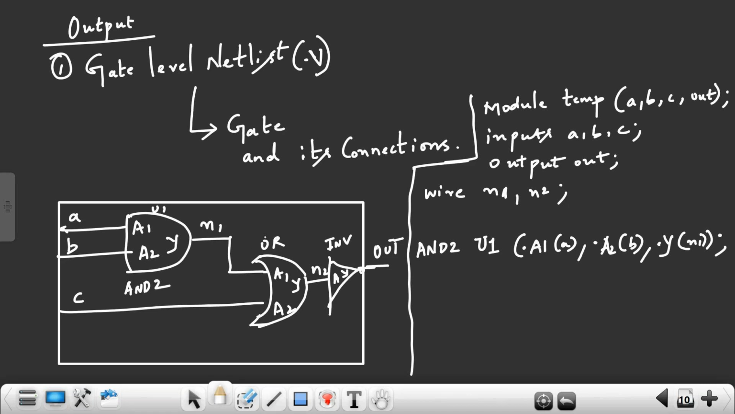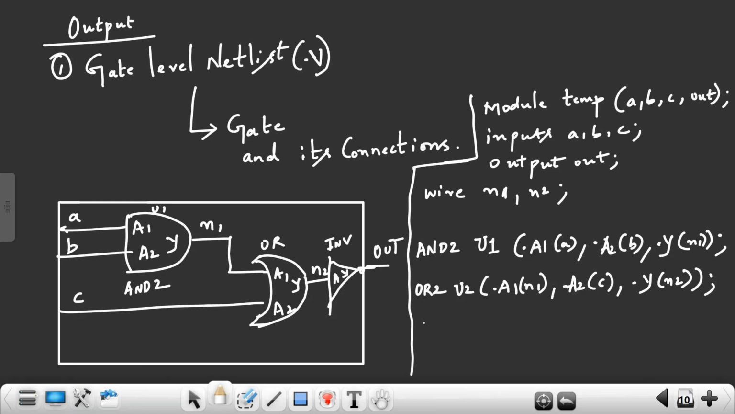Then what is the next cell? R2. This is a library name. This is a cell name present in what? Dot lib. So what is the instance name? U2. Again do port mapping. A1 pin connects where? This A1 pin connects to which net? N1 net. A2 pin connects where? C. Pin connects where? N2.